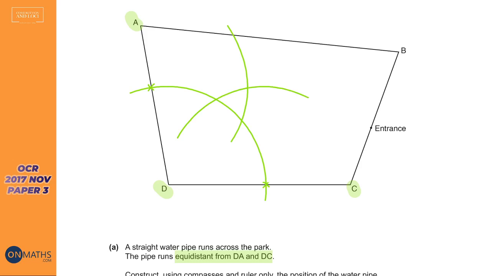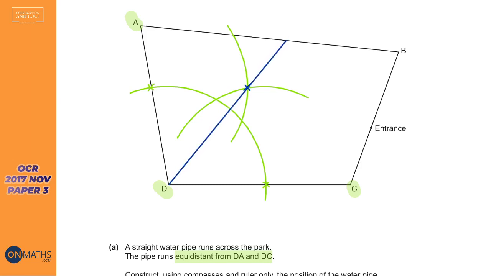Right, those 2 arcs we've just drawn, they will intersect. Okay, and you mark that point. And what you now do, and this is the important part, is you get your ruler and draw a straight line between D and where those points intersected, and you can just keep going.